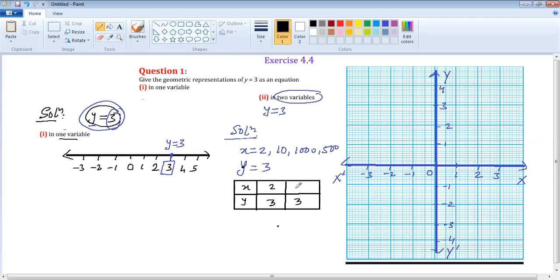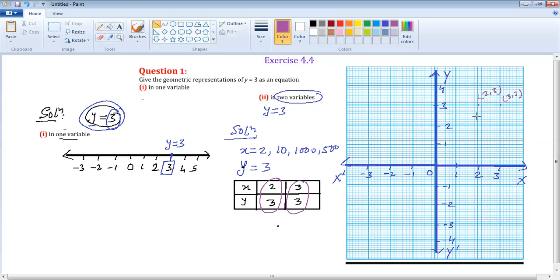I am assuming here 2 and 3, because I just plotted the point from the 3 and this side plus 4. So our first coordinate is 2 comma 3. That means 2 on the x-axis and 3 on the y-axis. So this one is the coordinate 2 comma 3. Now take the next coordinate, that is 3, 3. So x is 3 as well as y is 3.